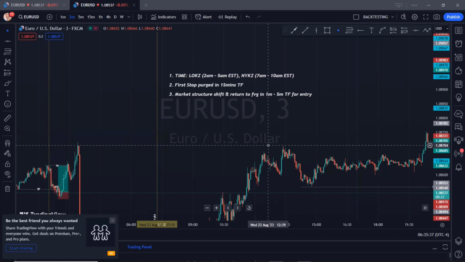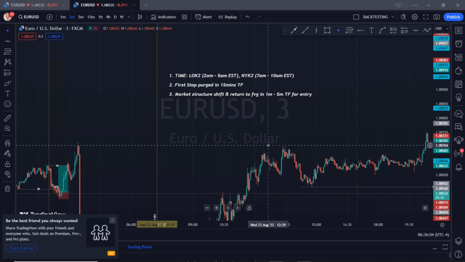Personally, I only trade Euro USD with this strategy. The setup appears almost every single day, so there is no need for me to trade another pair. I have to stick to one pair and only this strategy, and it's going to be a game changer for you. Now I'm going to show you the elements of the trade setup. This setup is very simple, and I'm going to simplify it so that you'll be able to understand.